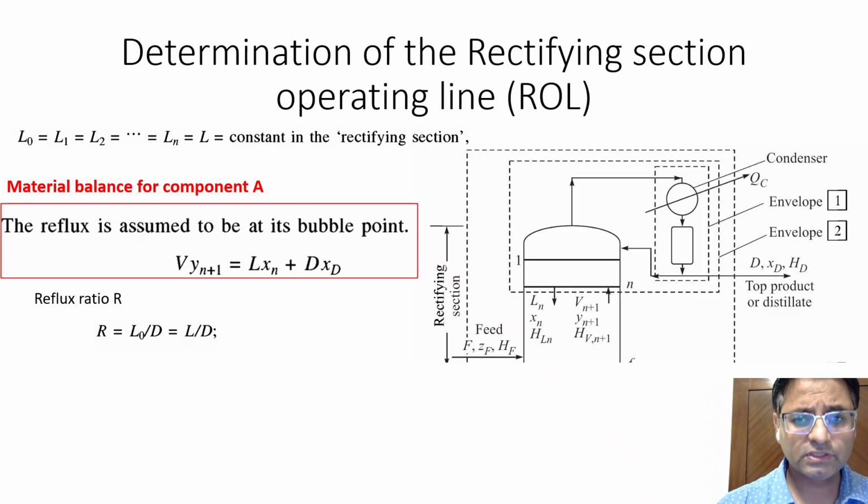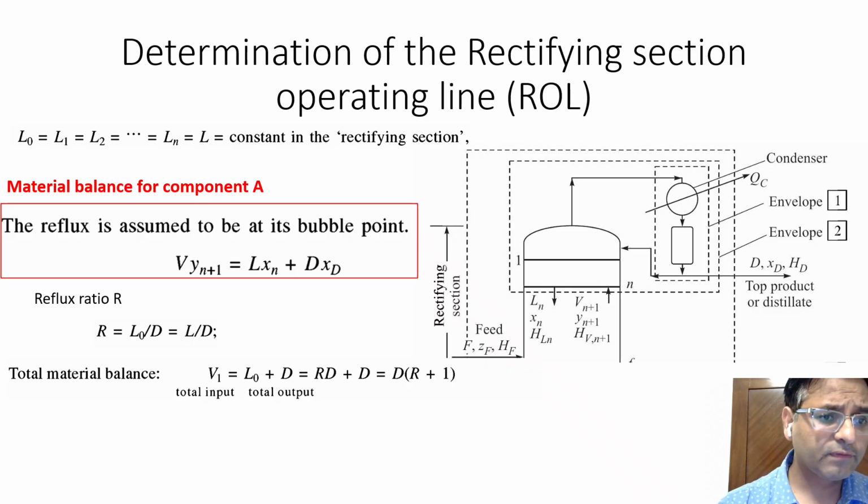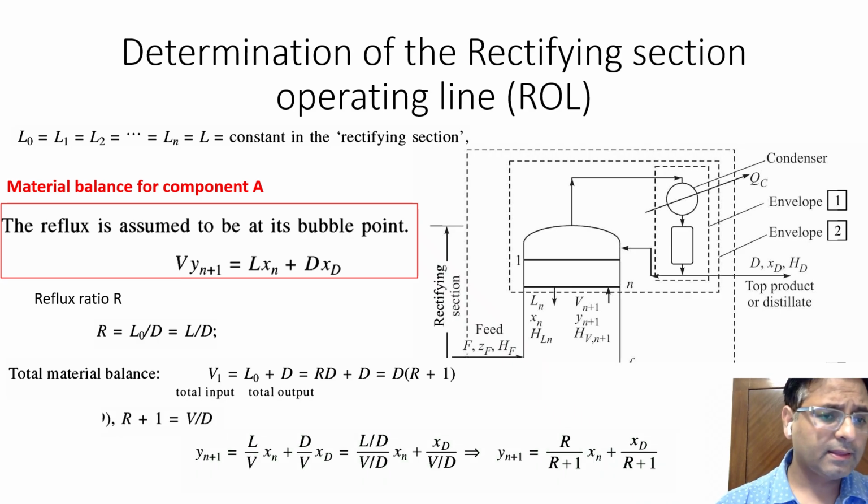So the reflux ratio will be L upon D, where liquid is going in, and distillate is out. If you do the total balance, V equals L plus D, and then you can rearrange this equation. You can directly put this reflux ratio in this equation, and if you rearrange, you will get the composition of the vapor from another plate. And in terms of R, you can write like this.